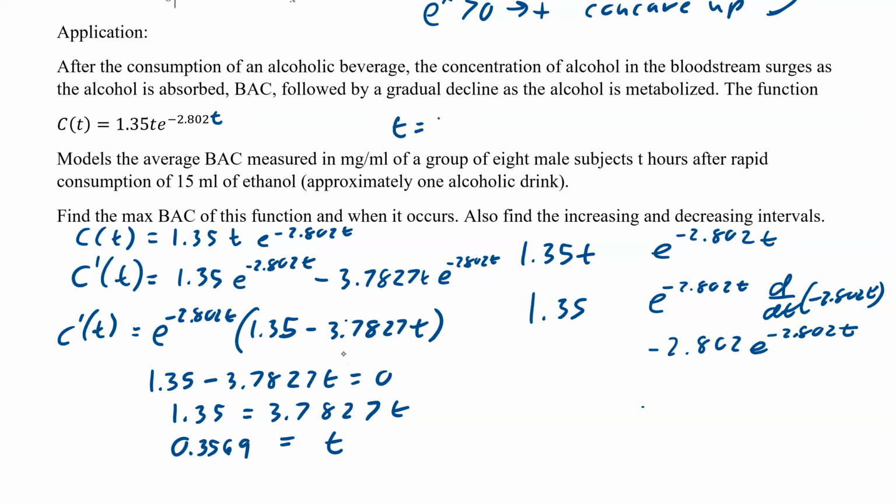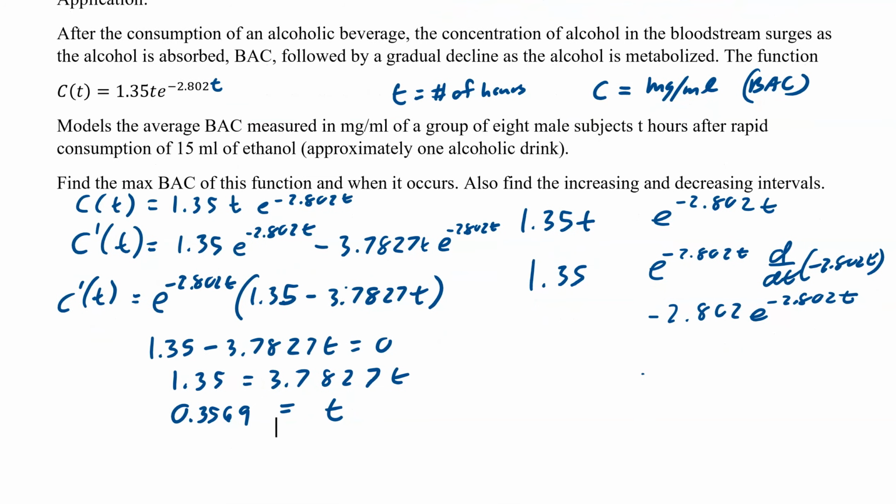So our t here is the number of hours, and our c is the amount of BAC in milligrams per milliliter. So we know what everything represents. We already know that our c prime of t, this is dc/dt, so this would be milligrams per milliliter per hour. So it's the rate of change in milligrams per milliliter per hour, and that makes this hours. We can convert it to minutes if we want, but we're going to leave it in hours.